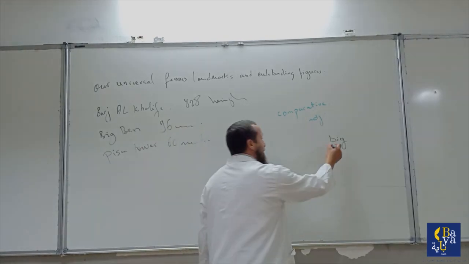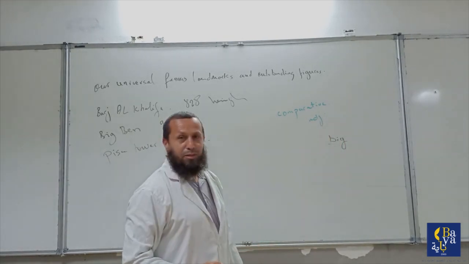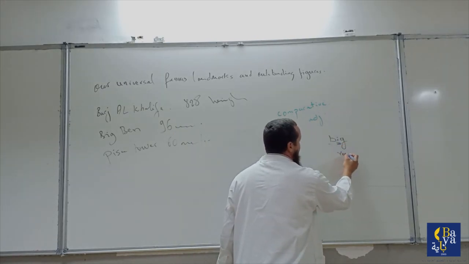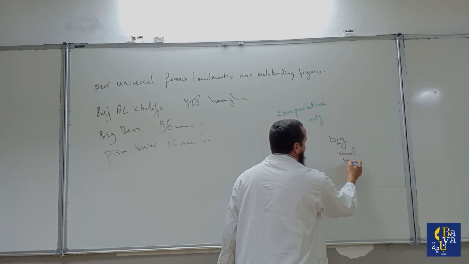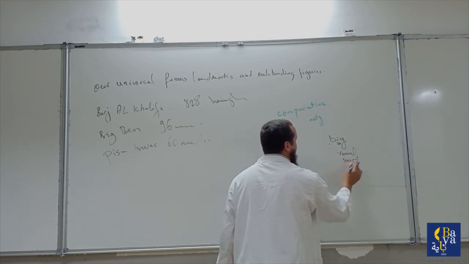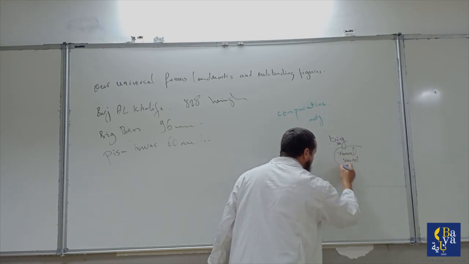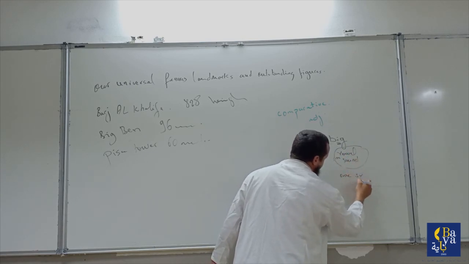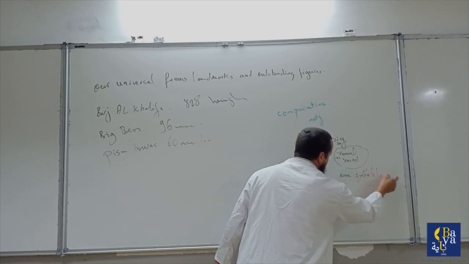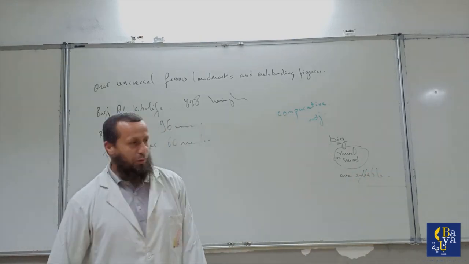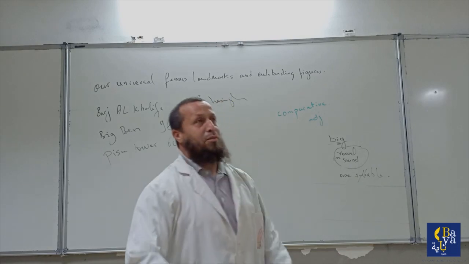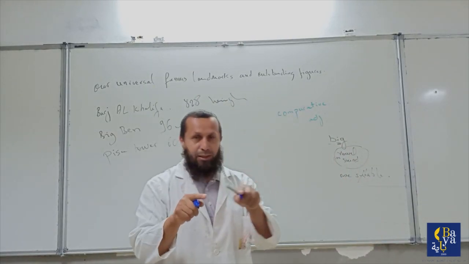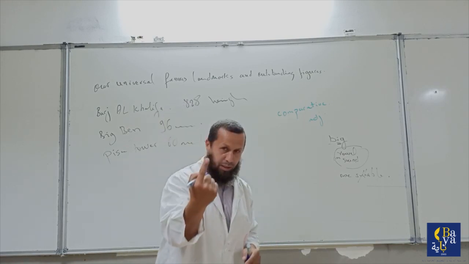We have the B, which is a consonant sound, and we have just one vowel sound. One vowel sound. So, if we have one vowel sound, it means one syllable. Okay? If we have one vowel sound, this word has just one syllable.